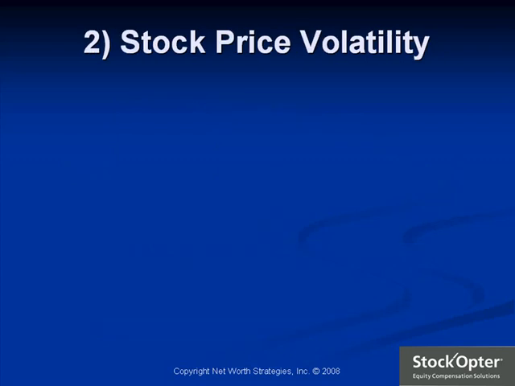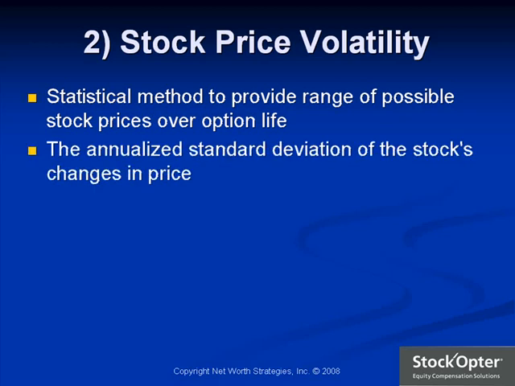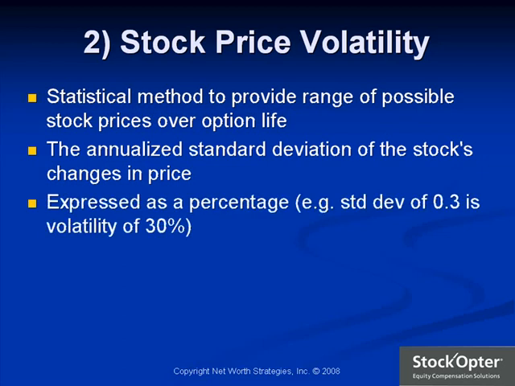The next factor affecting time value using the Black Scholes methodology is the volatility of the company's stock price. Stock price volatility is a statistical method to provide a range of possible stock prices over the option life. It is stated as the annualized standard deviation of the stock's changes in price, and it is expressed as a percentage. For example, a standard deviation of 0.3 equates to a volatility of 30%.